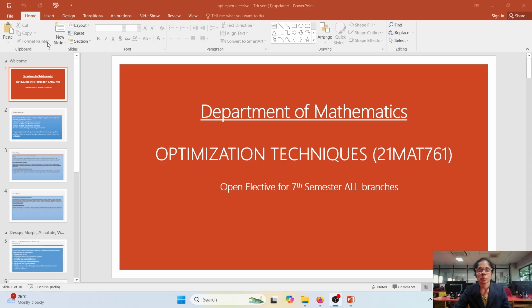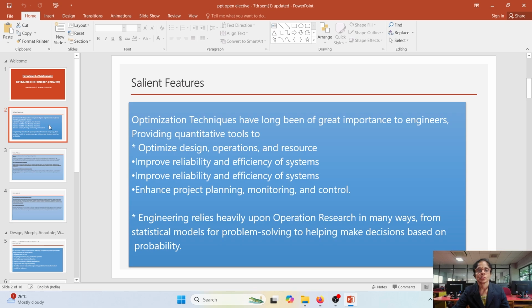We are introducing the open elective Optimization Techniques for 7th Sem, and it is for all branches. Okay, let us see the contents of the open elective and its salient features. Optimization techniques have long been of great importance to engineers. They provide optimized design, operations, and resources, and also help to improve reliability and efficiency of systems, enhance project planning, monitoring, and control. Engineering also relies heavily on operation research in many ways, from statistical models for problem solving to helping make decisions based on probability.